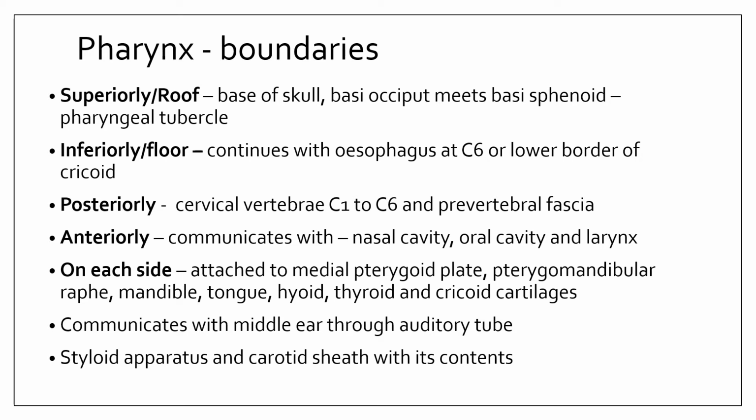Posteriorly it is related to the C1 to C6 cervical vertebrae which are covered with the perivertebral fascia. Anteriorly it communicates with the nasal cavity, oral cavity and the larynx, which we have just seen. On each side, it is related to the medial pterygoid plate, pterygomandibular raphe, mandible, then tongue, hyoid, thyroid and cricoid cartilages, and communicates with the middle ear through the auditory tube and is related to the styloid apparatus and carotid sheath.